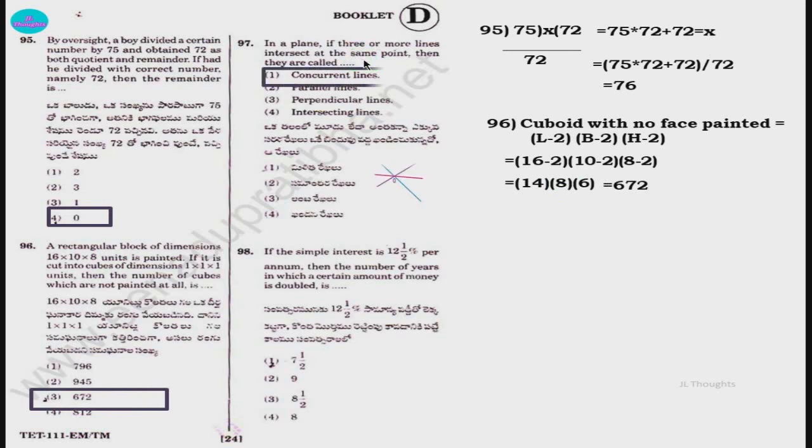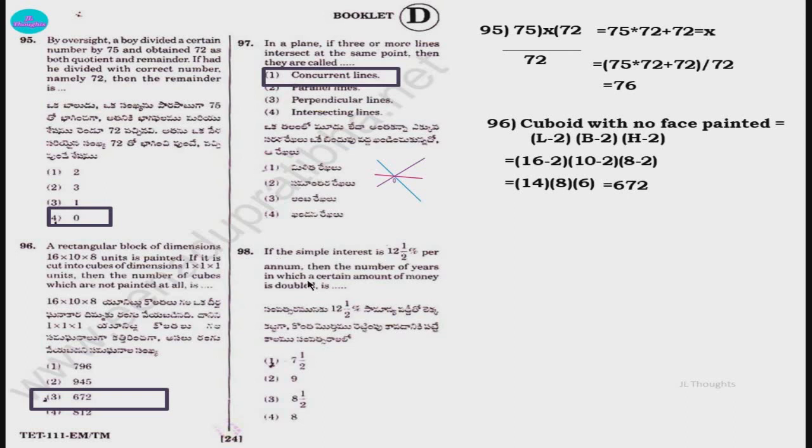Question number 97. In a plane, if 3 or more lines intersect at the same point, then they are called. Okay, in a plane, if 3 or more lines are intersecting at the same point, you can see here 3 lines are going from the same point, then they are called concurrent lines.